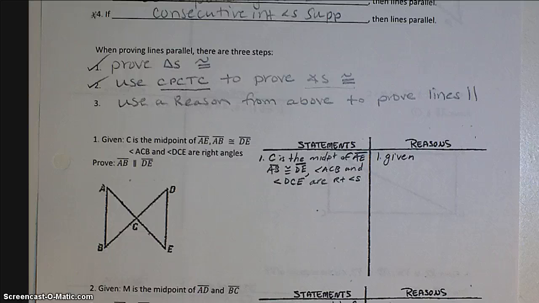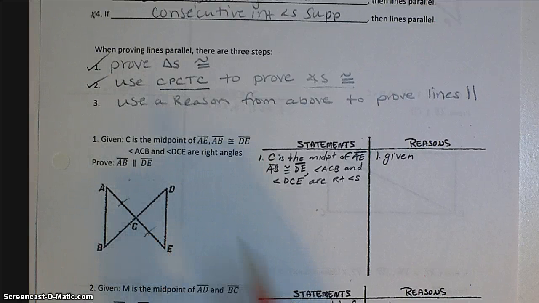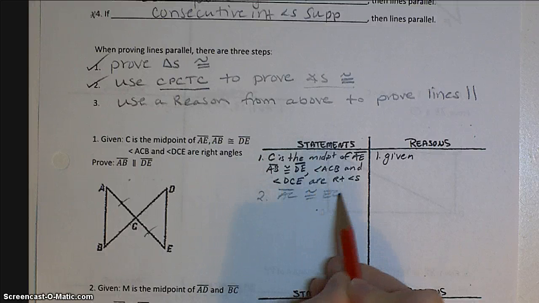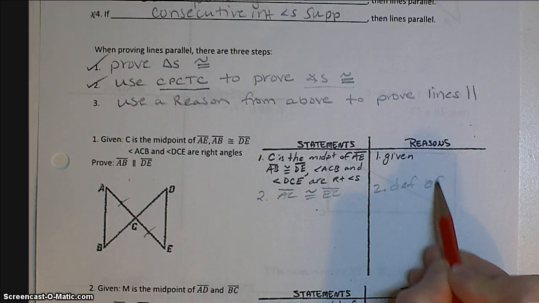Mark up your picture as best you can. These proofs, it's really important that you get a game plan going because you have to figure out which angles you need to list. Okay? C is the midpoint of AE, so that tells me AC and EC are congruent by definition of midpoint.